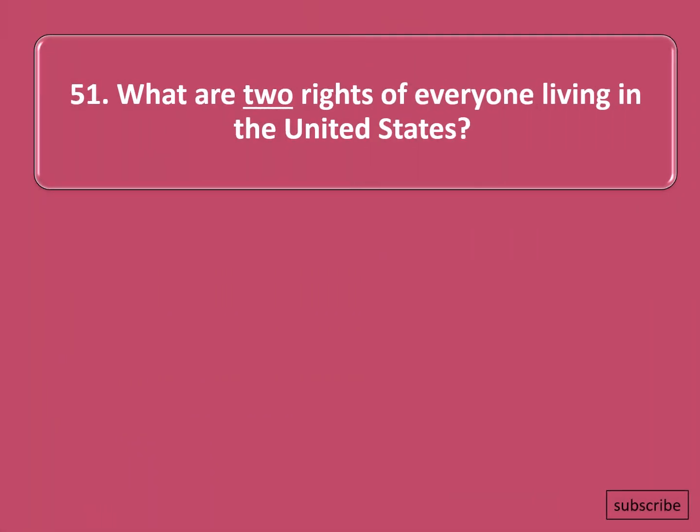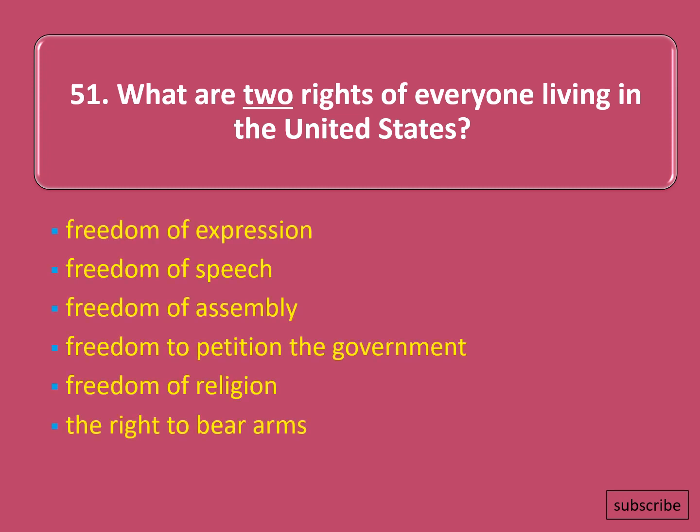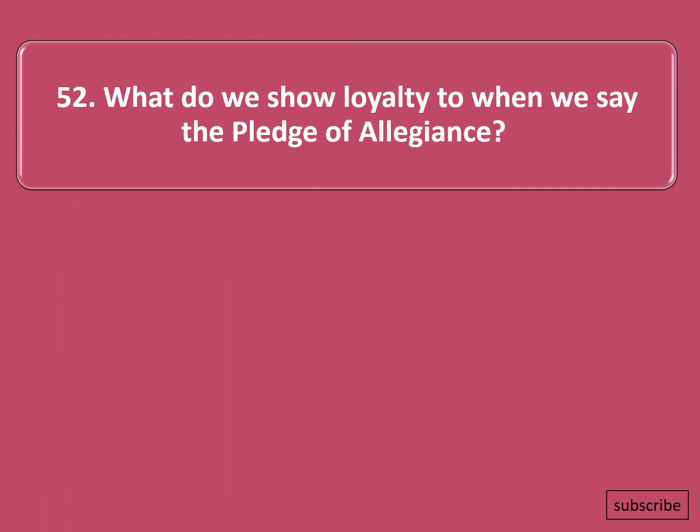What are 2 rights of everyone living in the United States? Freedom of expression. Freedom of speech. Freedom of assembly. Freedom to petition the government. Freedom of religion. The right to bear arms. What do we show loyalty to when we say the Pledge of Allegiance? The United States. The flag.